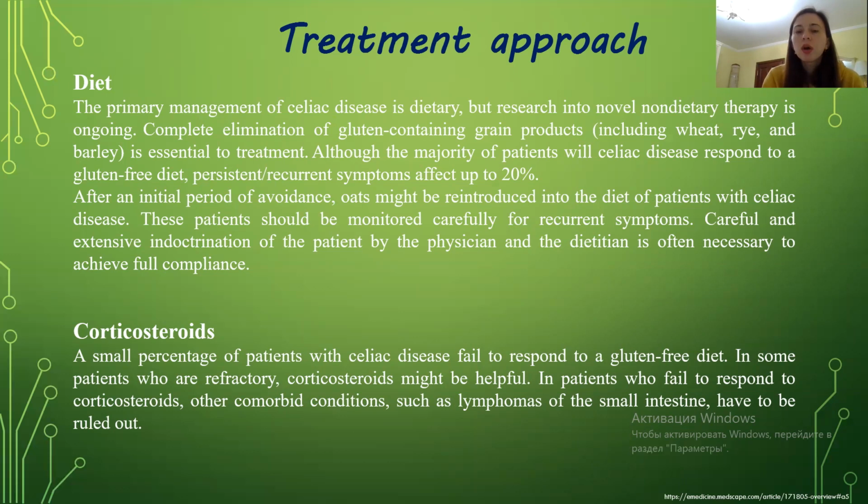Next approach is corticosteroids. A small percent of patients with celiac disease fail to respond to a gluten-free diet. In some patients who are refractory, corticosteroids might be helpful. In patients who fail to respond to corticosteroids, other comorbid conditions such as lymphoma of the small intestine have to be ruled out.